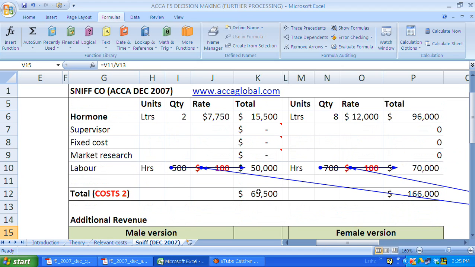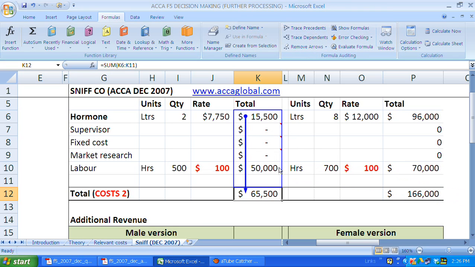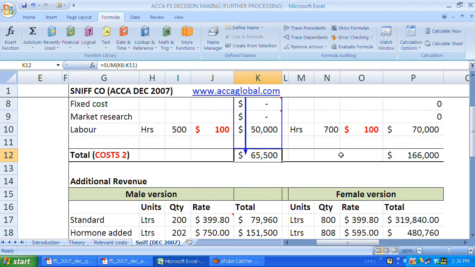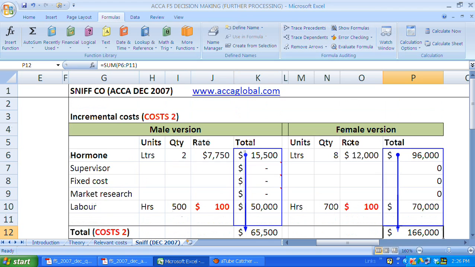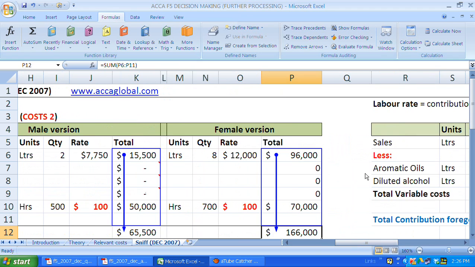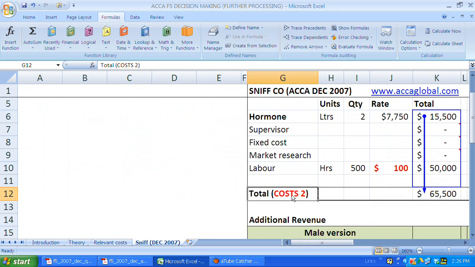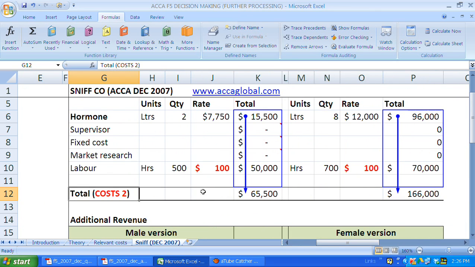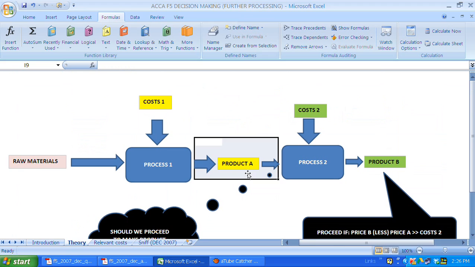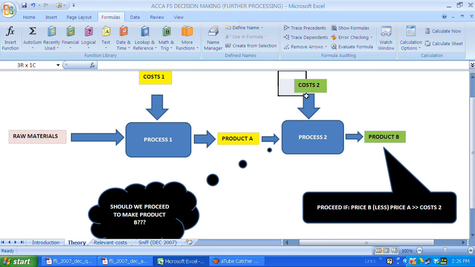So once you do that, it's now time to add up everything. When you add up the total costs for male, you get 65, and then the total cost for female. So what we've been computing right here now is what we are calling costs 2. Remember this diagram? What we've done is computed the additional costs.